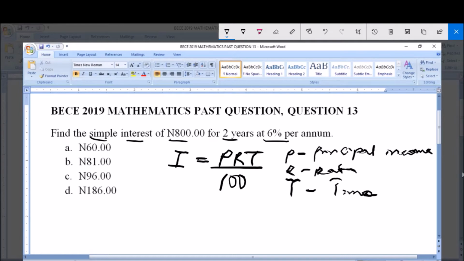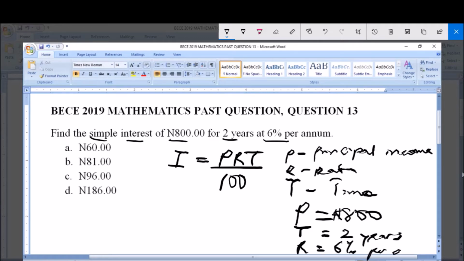Now, from this question here, we have to find the simple interest of 800 naira. Now, 800 naira here is our P, the principal, which is 800 naira, for 2 years, meaning that the time for this simple interest is 2 years. That's T is 2 years at 6% per annum. That means the rate R is 6% per annum. That's per year.